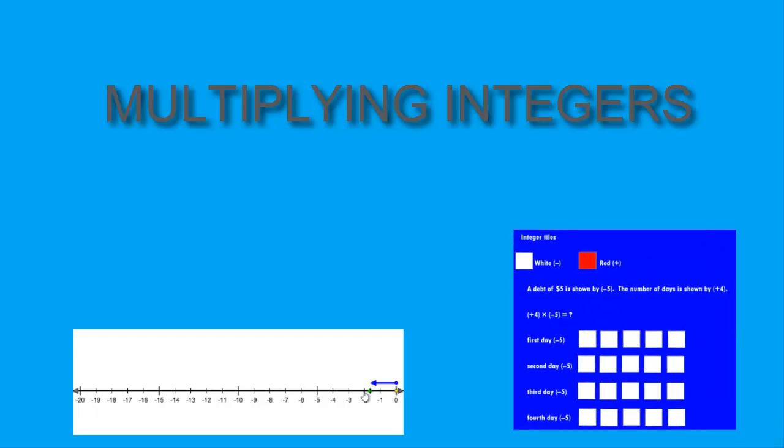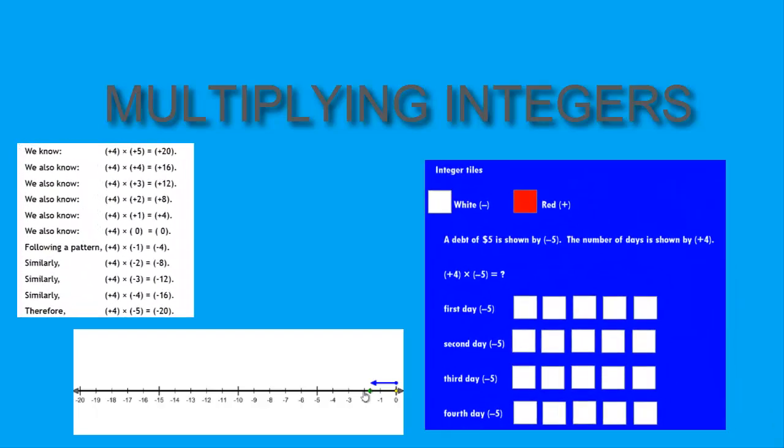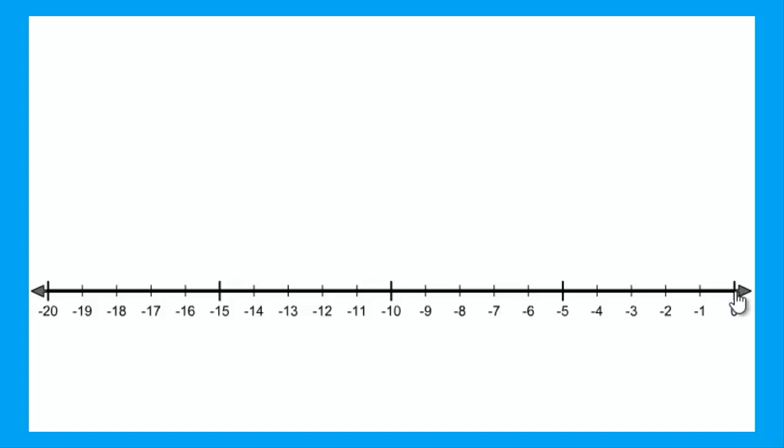The following activities explore multiplication of integers using a number line, integer tiles, and patterns. One way to think of multiplication is repeated addition. Let's start with an example using a number line.